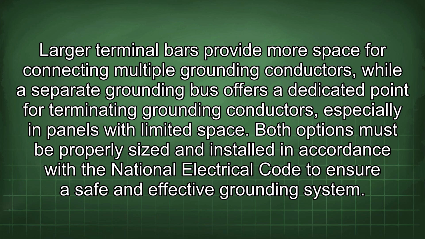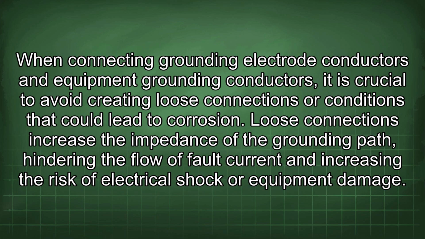When connecting grounding electrode conductors and equipment grounding conductors, it is crucial to avoid creating loose connections or conditions that could lead to corrosion. Loose connections increase the impedance of the grounding path, hindering the flow of fault current and increasing the risk of electrical shock or equipment damage.